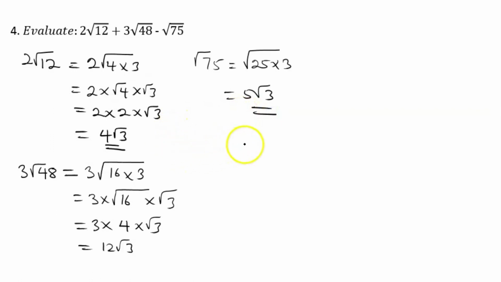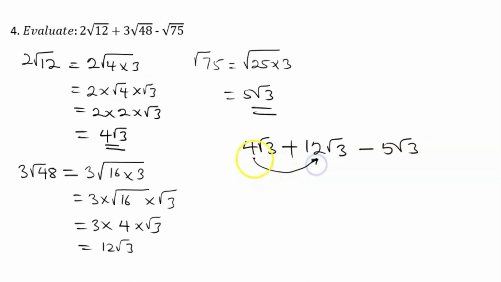We bring them together. The first one is 4 root 3 added to that gave us 12 root 3, then minus 5 root 3. So you can add it. I told you these two is what you will watch out for. So 4 plus 12, that's 16 root 3 minus 5 root 3. They are still similar. So what's 16 minus 5? That's 11, right? So 11 root 3.